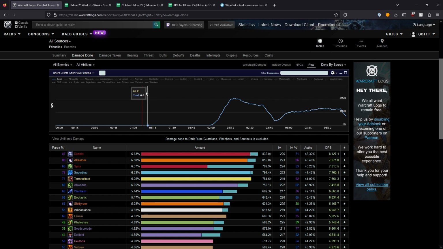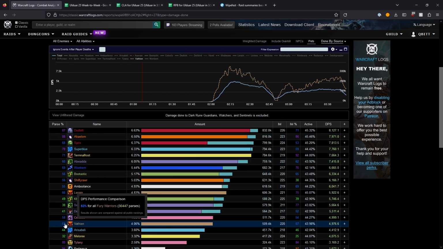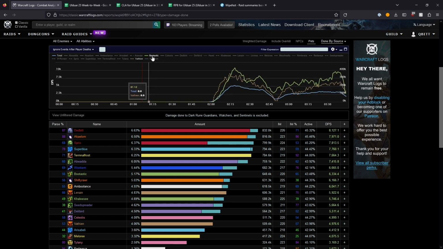If you want to see yourself on this, we'll pick Vathan. So here's the raid average, and here's Vathan. Now there should be parallels between the two, but what we're seeing from him is he was doing above average performance there, which of course we see with his higher parses here as well. You can click on as many names as you want, but having just a couple is going to make it easier to see what's going on. And it may be interesting for you to see where your peaks and valleys may be.